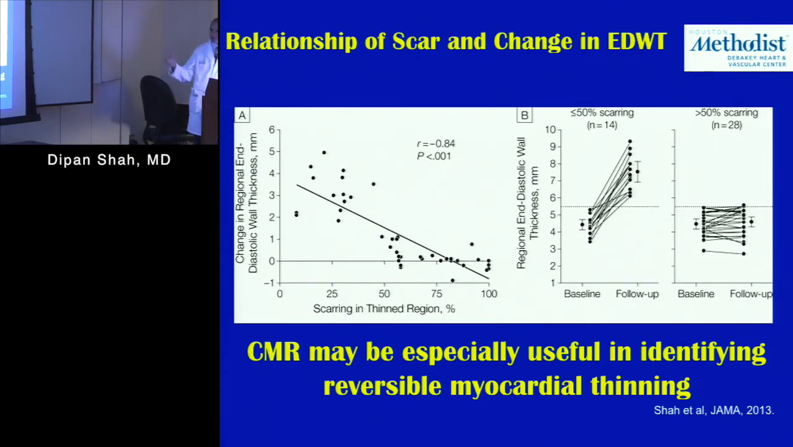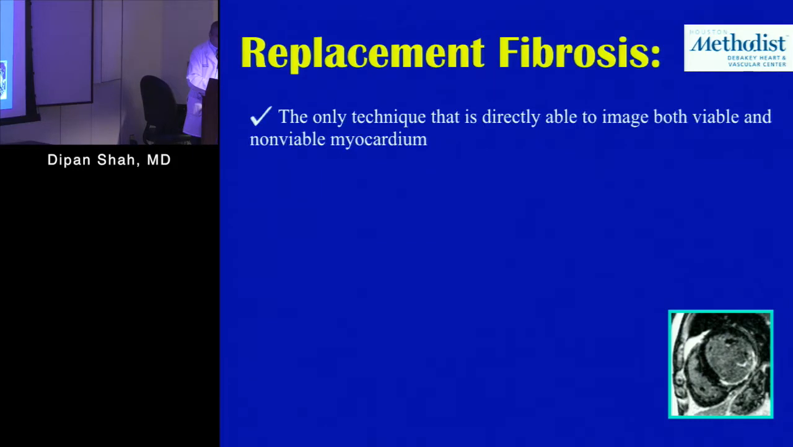Now, what was the prevalence of this? This phenomenon, thin walls with a limited amount of scarring, occurred in about 18% of patients in this cohort. So it's about 1 in 5 patients that you come across who have wall thinning, in whom CMR may demonstrate a limited amount of scarring despite the wall thinning.